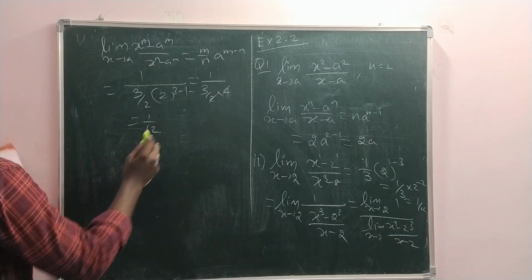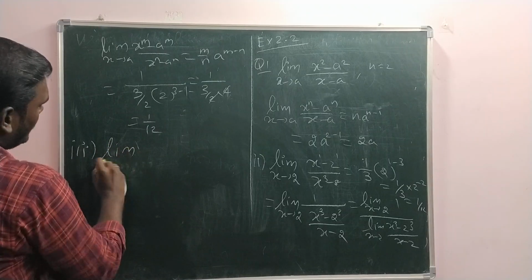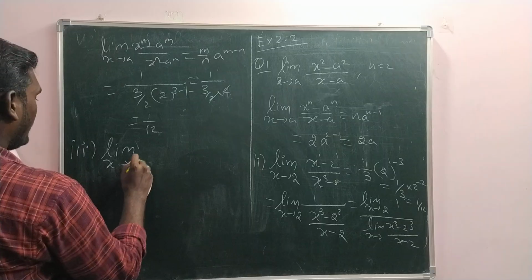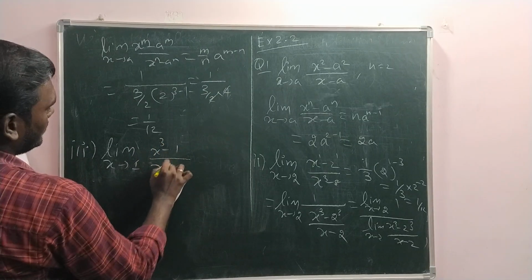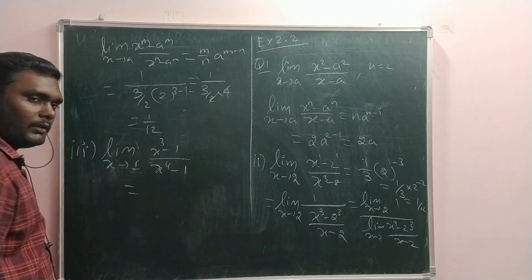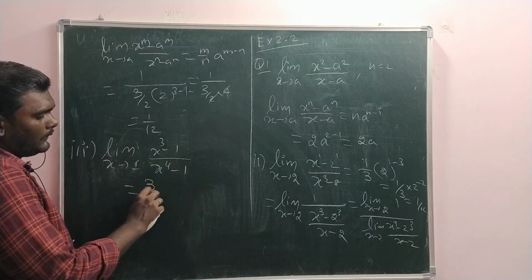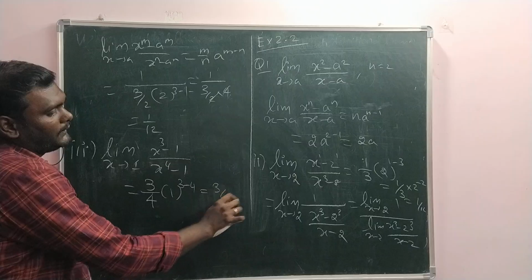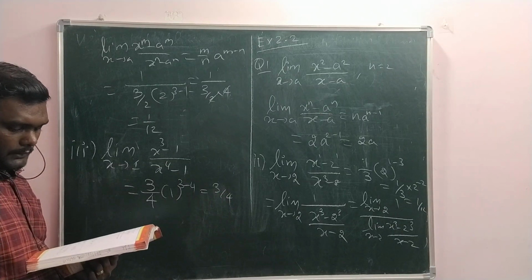Now next one. This and all you can say the answer by simply looking at it. Limit x tends to 1, x cube minus 1 by x power 4 minus 1. Answer is what? 3 by 4 into 1 power 3 minus 4. So the answer is 3 by 4. That is it. And next one.